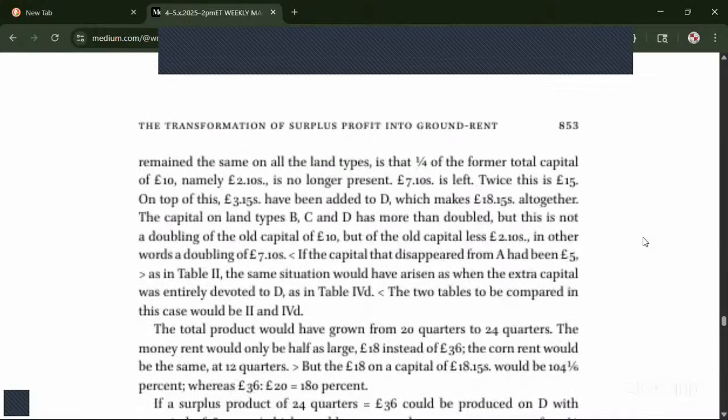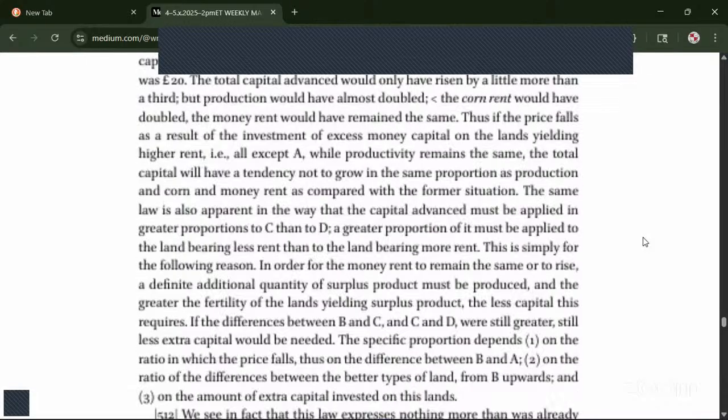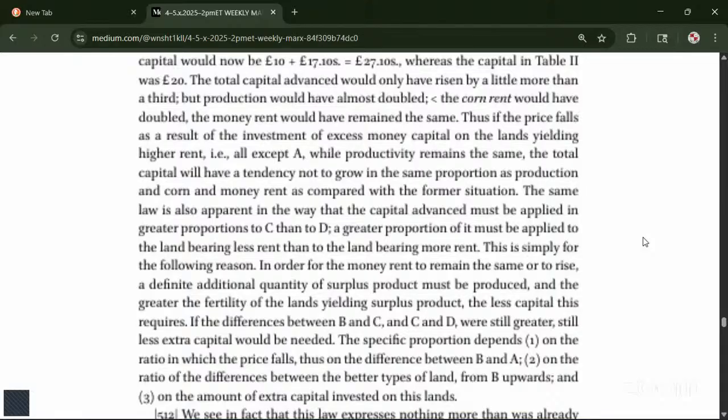And yes, it's a little detailed, let's put it that way. So if the differences between B and C and D were still greater, still less extra capital would be needed. The specific proportion depends, number one, on the ratio in which the price falls, thus on the difference between B and A. Number two, on the ratio of the differences between the better types of land from B upwards, and three, on the amount of extra capital invested on these lands.